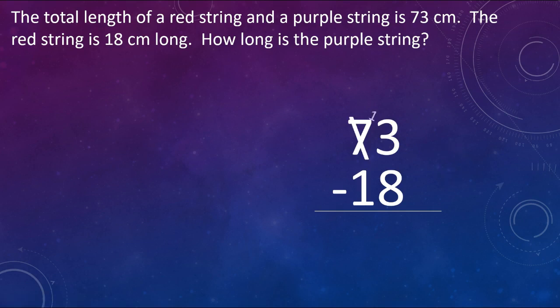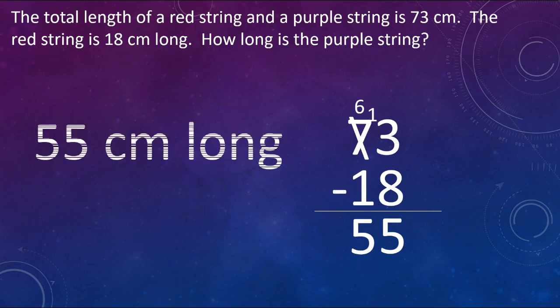So the 7 is going to give a 10 to the 3 to make it a 13, and then the 7 turns into a 6. What is 13 minus 8? 5. And what is 6 minus 1? 5. So the purple string was 55 centimeters long. Okay, so you and your partner go ahead and continue to do your own work now.